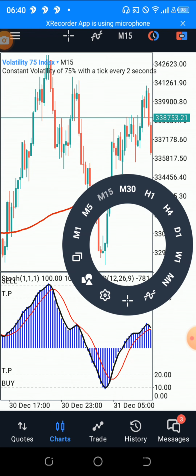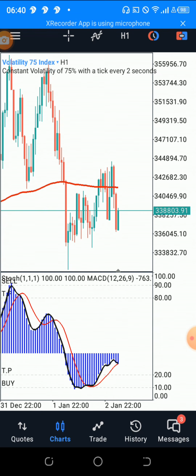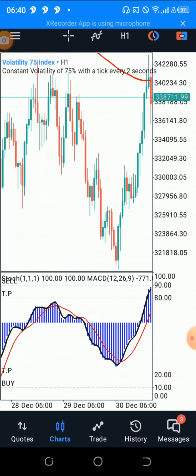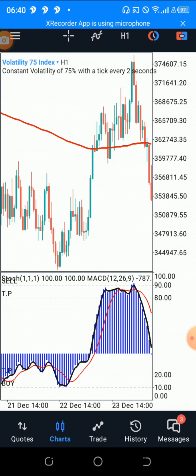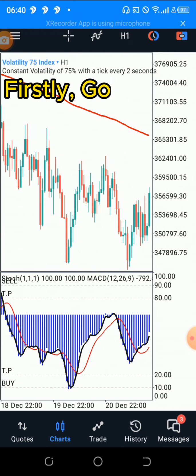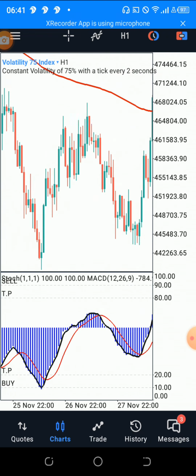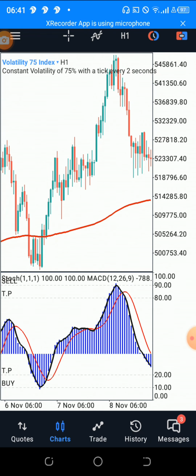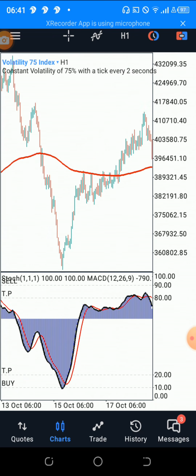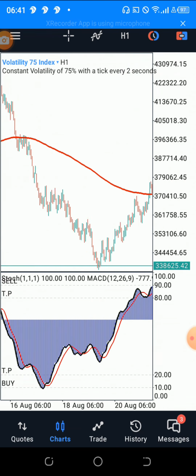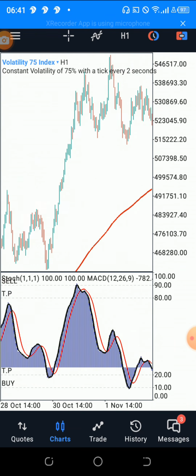So how then do we use this strategy to grow a $2 account to 1,000 US dollars? The first thing you need to do is go to your 1 hour time frame, your H1. On your H1, we are going there so that we identify our directional bias. We're not going to be taking trades from the H1, so we want to go to our H1 and look for our directional bias. Let's just go back a little bit.